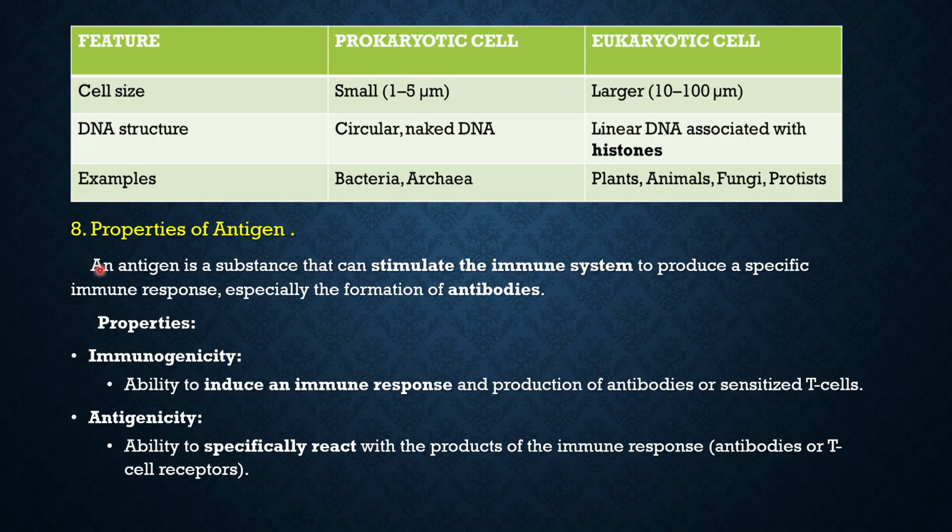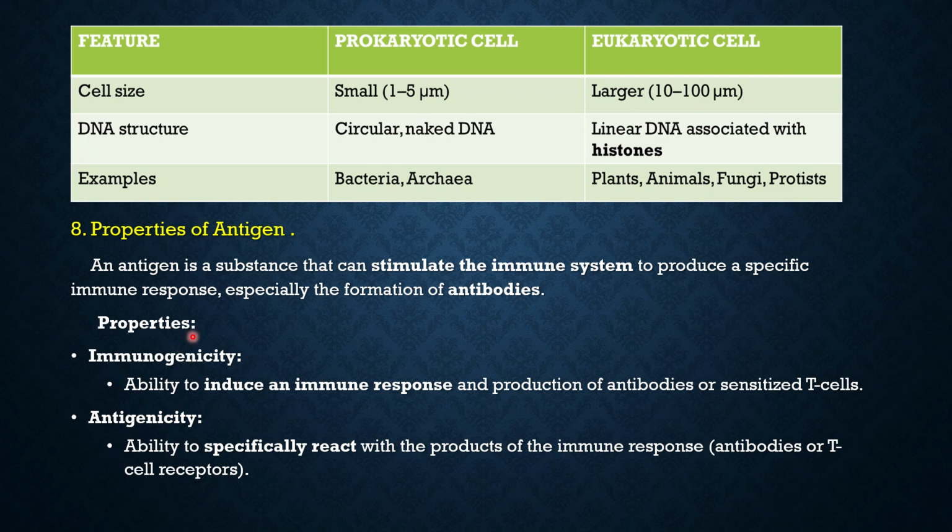The next question is properties of antigens. So what is an antigen? An antigen is a substance that can stimulate the immune system. That means when any foreign substance enters your body, if your body has the capacity to fight, it shows an immune response and produces antibodies. Such substances are called antigens.